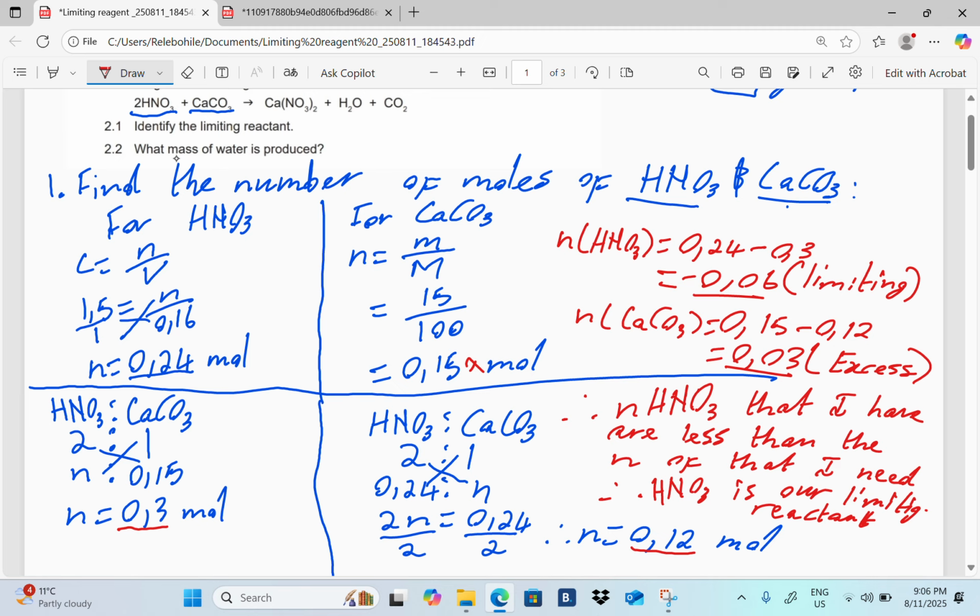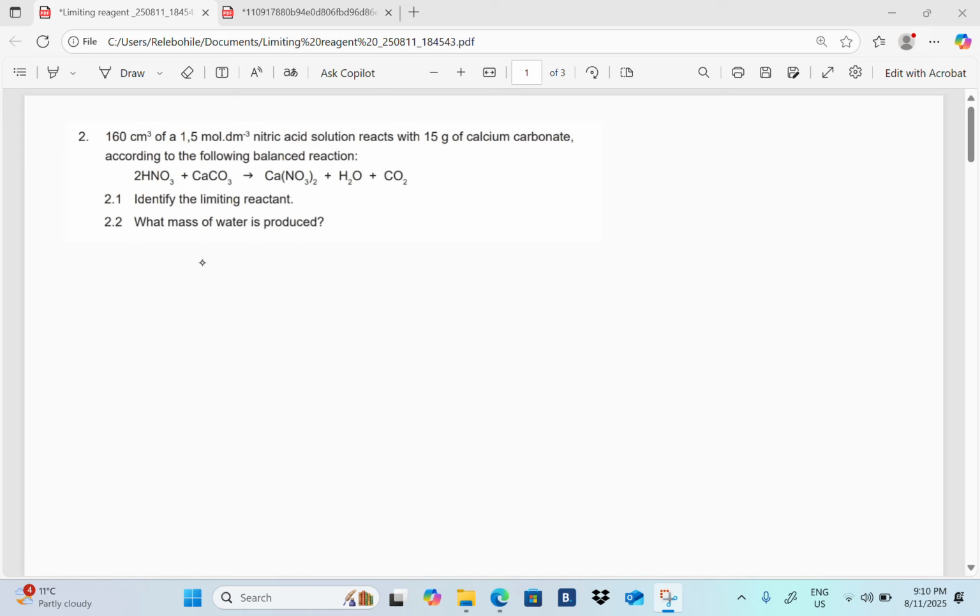Okay, finding the mass of water. Guys, I'm going to erase this, but if you want to get this, you can just pause the video and write everything down, or rewind, whatever works for you. Okay, for 2.2 they ask what mass of water is produced. To answer this question, we will start by finding the number of moles of water.